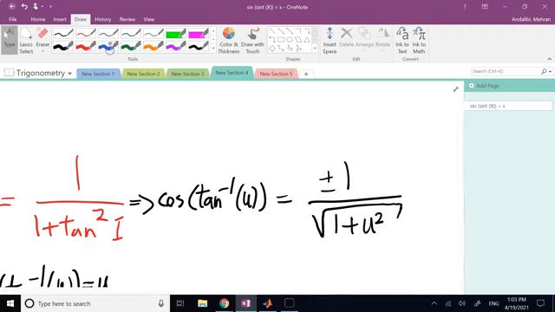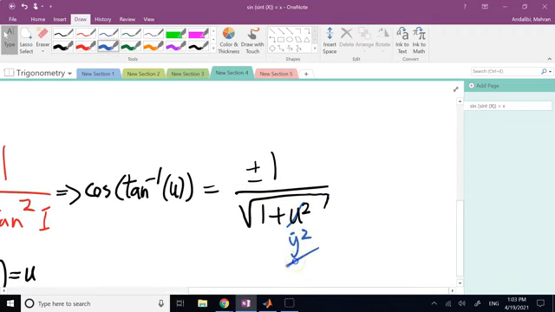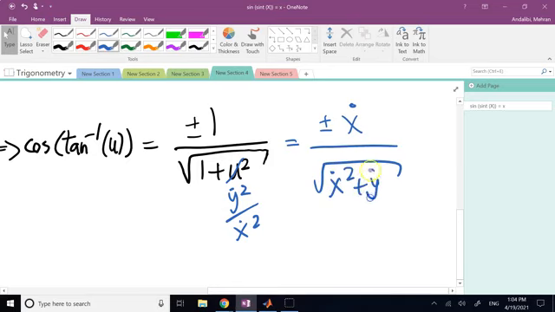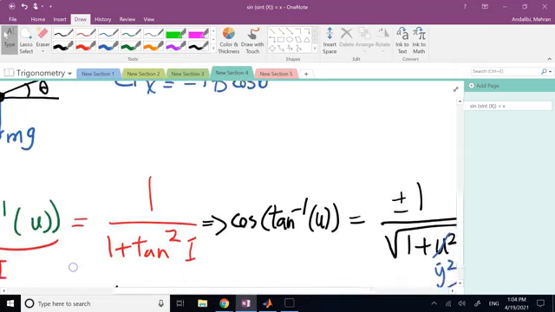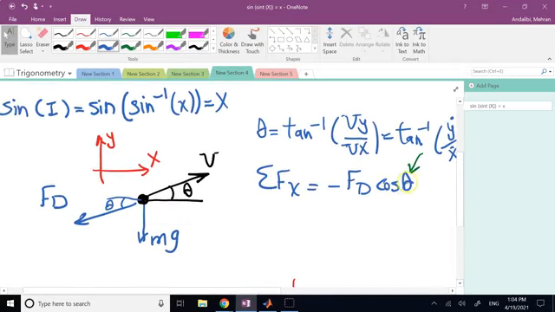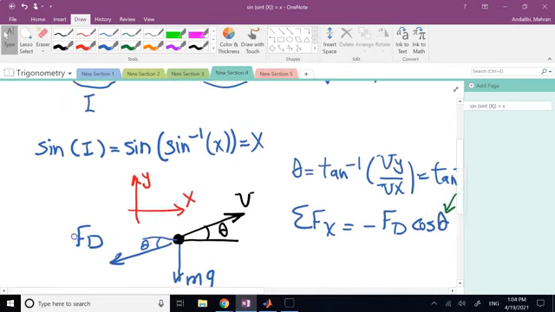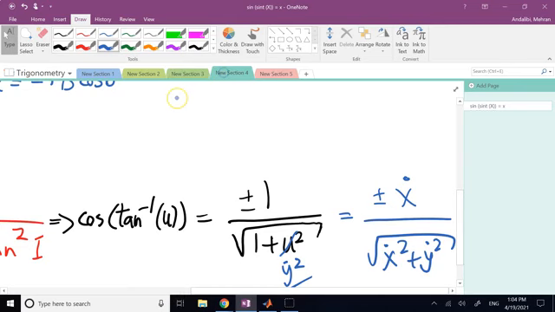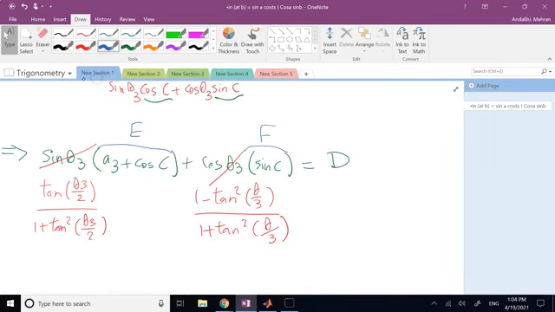Correct? So if I replace u squared with y dot squared over x dot squared, and x dot can come out, you will get plus minus x dot divided by square root of x dot squared plus y dot squared. Which, by the way, is the magnitude v, and then of course x dot over v is cosine of theta. Okay, so you see, these are the cases where this combination of trigonometric and inverse trigonometric functions appear in engineering. So hopefully I have given you a bunch of useful methods and identities that you need in trigs.